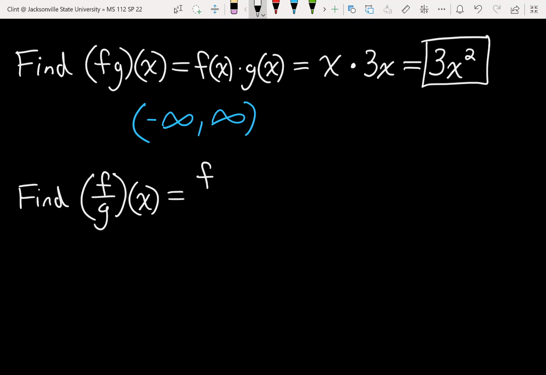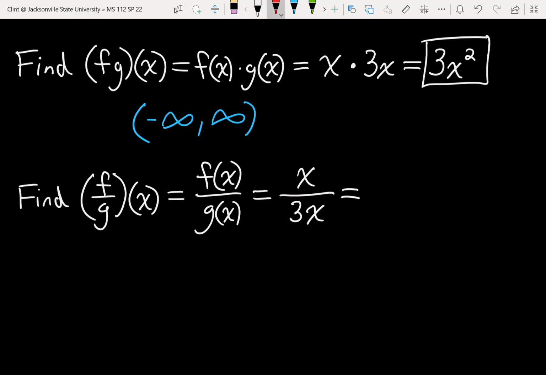So our rule says that's f of x over g of x. F of x is x. G of x is 3x. We can simplify. We can cancel an x on the top and on the bottom. What's that leave us with on the top? One. Okay. So we get 1/3.